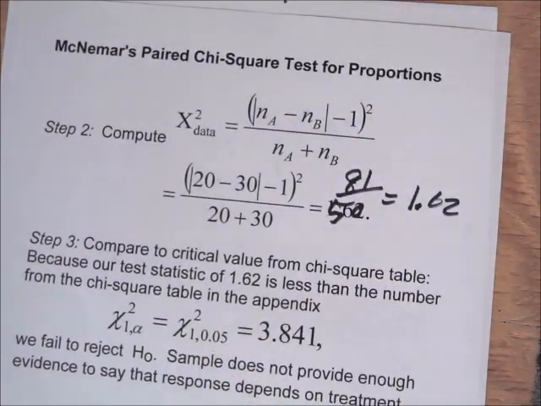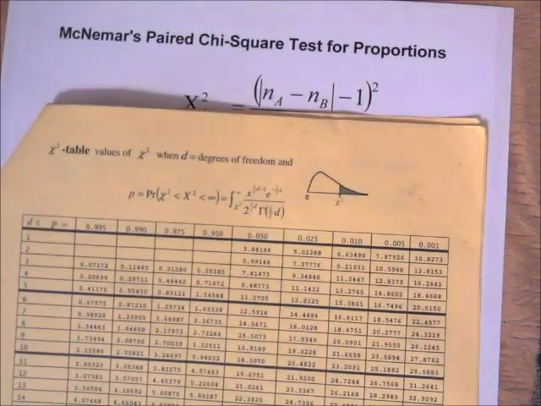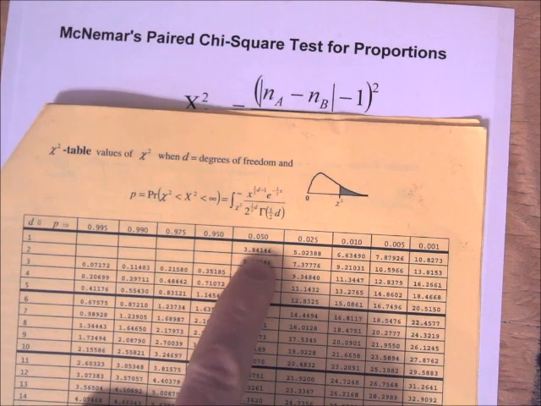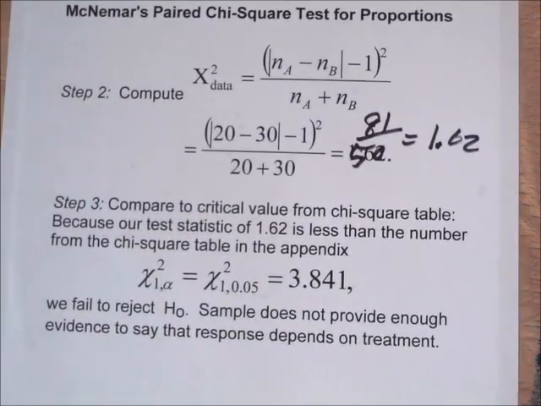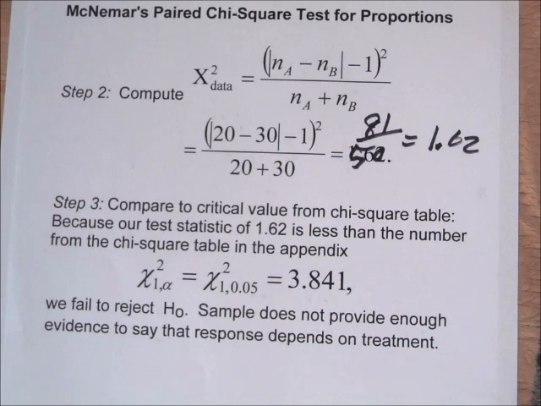And then to get the critical value, we go to the chi-square table. You can look in row 1, column 0.05. I get about 3.841. Because our test statistic 1.62 is less than 3.841, we fail to reject H0. The sample does not provide enough evidence to say that the response depends on treatment. And that concludes this presentation.